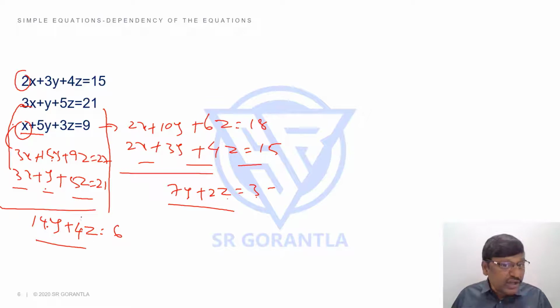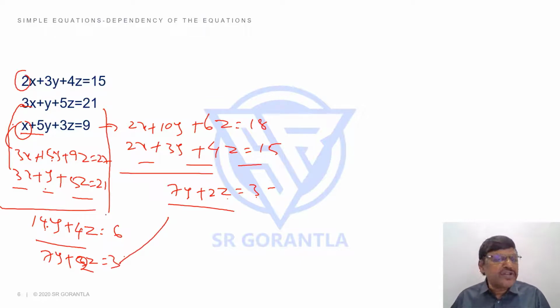Are you going to get a unique solution? No, you will get infinite solutions. You are not able to solve the problem. See, if you cancel both sides, you will get 7y plus 2z equals 3. They both have the same equation. Two unknowns and one equation, we cannot solve the problem. Because they are one and the same equation, we cannot solve the problem. So hence, we cannot answer this question.